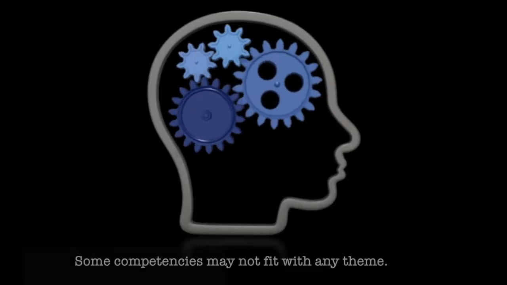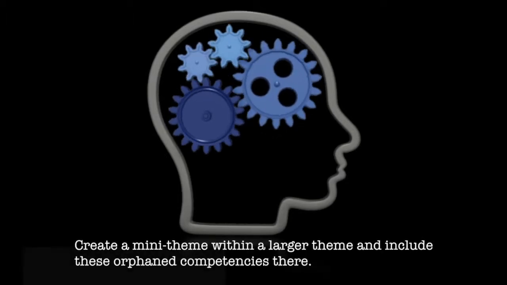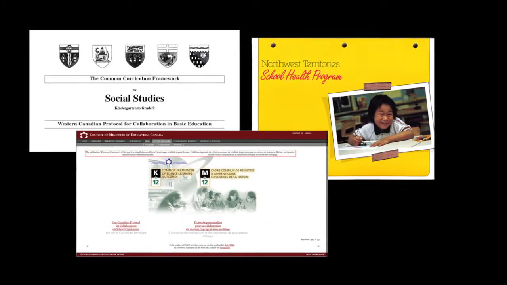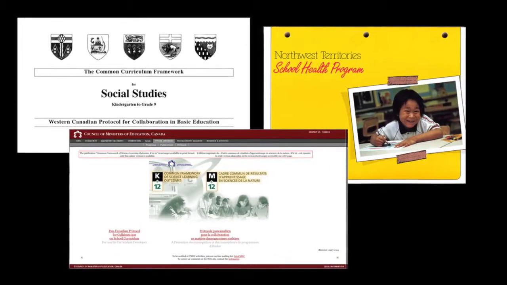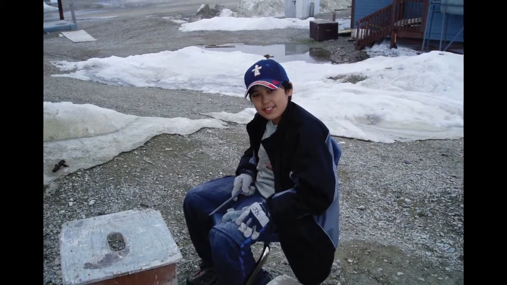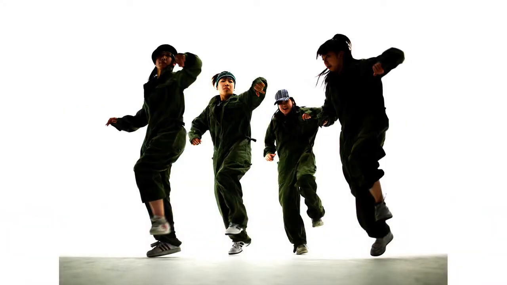Whichever method you use, you will find that some competencies may not fit with any theme. Create a mini theme within a larger theme and include these orphan competencies there. Begin with competencies from social studies, science, and health. Slot the competencies into appropriate themes. We have a wonderful arts curriculum available to us, but it is very large. Be selective. Perhaps you might choose to emphasize visual art, or music, or dance, or carving, drumming as a theme.